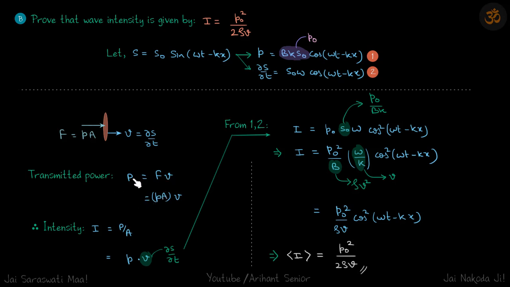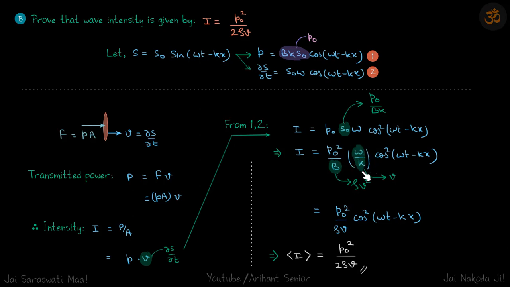So this is the transmitted power P. So intensity which we need is power upon area. So if we take area on this side, that comes to be P into V. And V is ∂S by ∂t. So from 1 and 2, we put the values of pressure and ∂S by ∂t and we get intensity to be this. Now we have a term of S naught, but we need the term of P naught. So we just replace S naught by P naught by Bk. So this becomes P naught into P naught by Bk into omega. So if we rearrange that, this comes to be P naught square by B into omega by k.